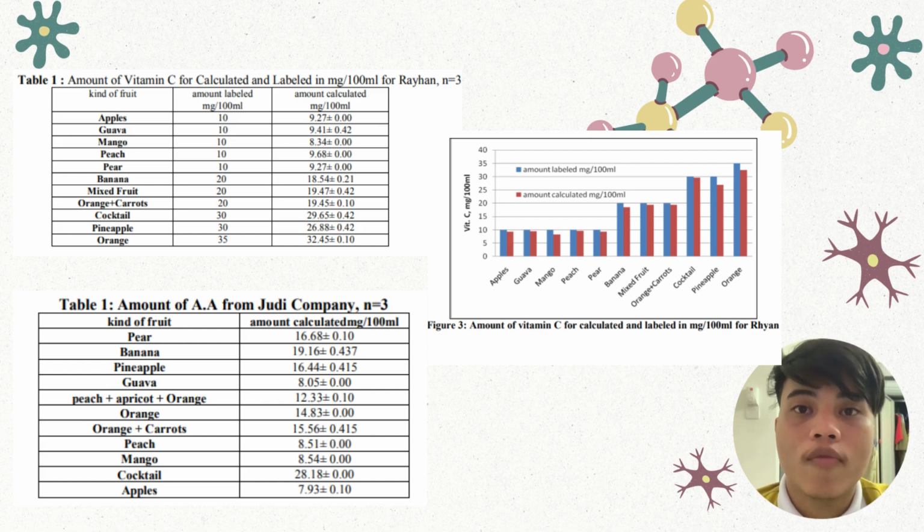So from the table 1, we note that there is a little difference between the amount labeled and the amount calculated. In all cases, the amount calculated was lower than labeled. That is referred to unstable vitamin. So orange has the highest vitamin C.